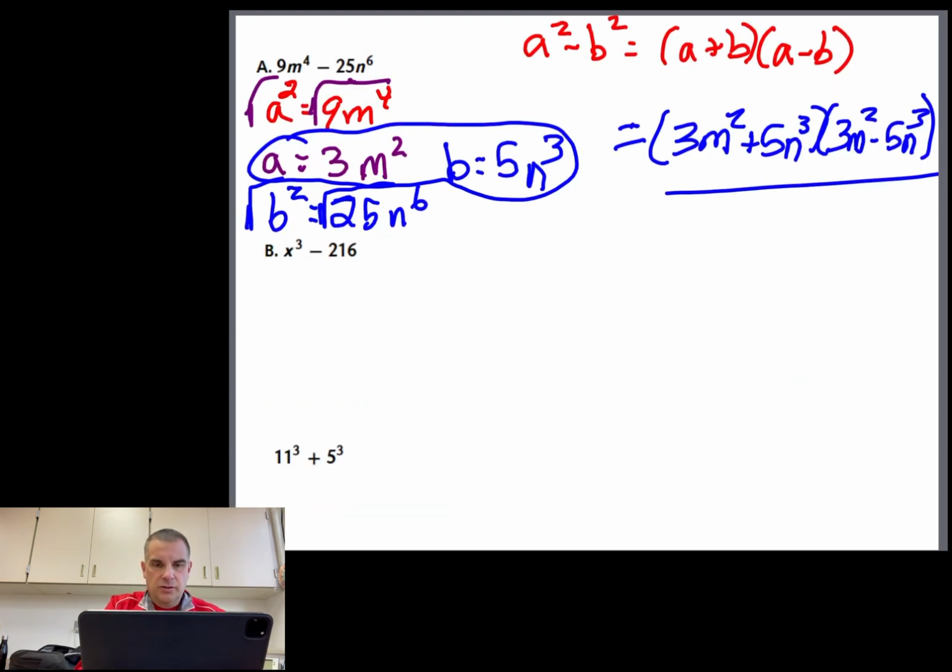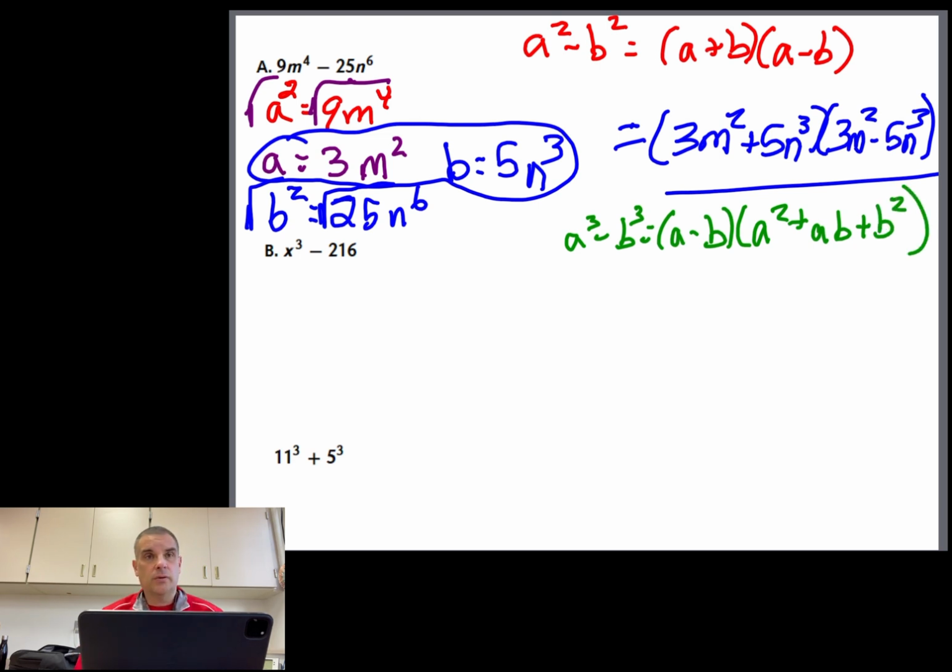So the difference of cubes says that a cubed minus b cubed is equal to a minus b times a squared plus ab plus b squared. That's kind of the factored form of that. So again, I like to find the a's and the b's first. So it's a cubed minus b cubed.